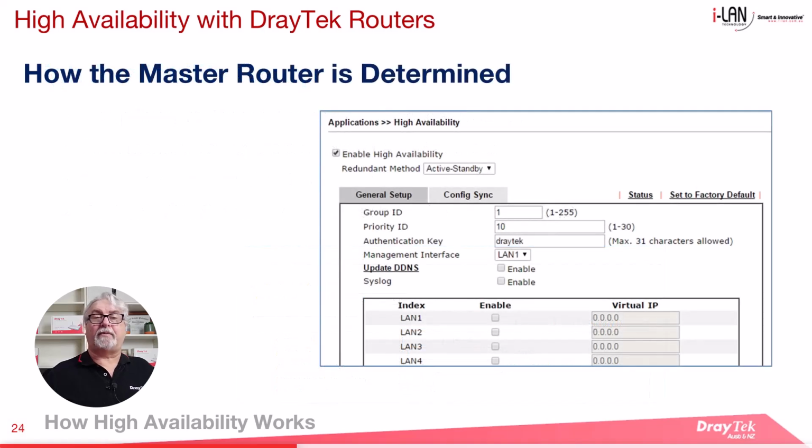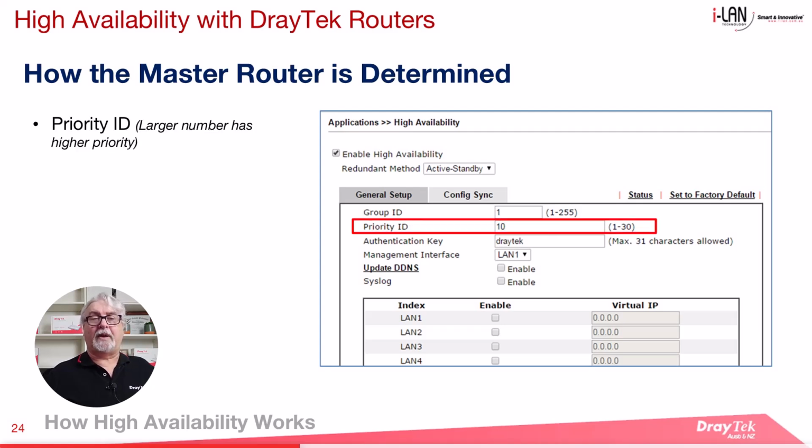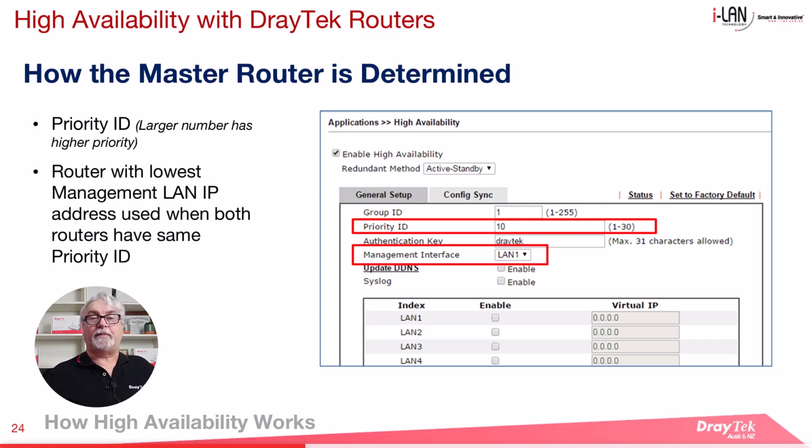So how is the master router determined in a high availability group? The way to do that is to use the priority ID setting. The router with the highest priority ID number will have the highest priority and will become the primary or master router. Where all routers have the same priority ID, then the router with the lowest management LAN IP address will become the primary router.